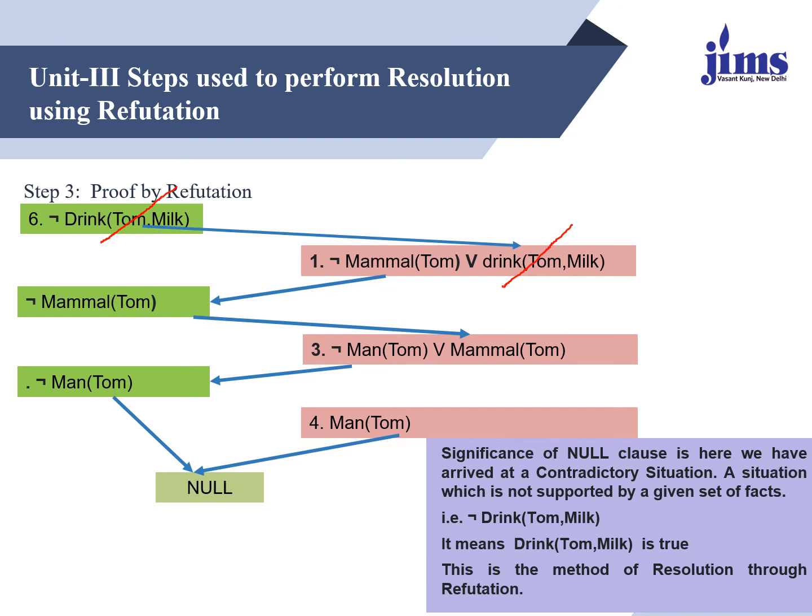Now we will see where Tom is a mammal is appearing. It is appearing in the third clausal form of the given propositions. Again these will get cancelled. We are left with Tom is not a man. Now we'll see where the opposite of this is given. It is given in clausal form 4. So this will again get cancelled and we are left with null. As we are left with null, it means that whatever we supposed is contradicted. So the opposite of that is true, and the opposite of Tom does not drink milk is Tom drinks milk, and we have proved that Tom drinks milk.